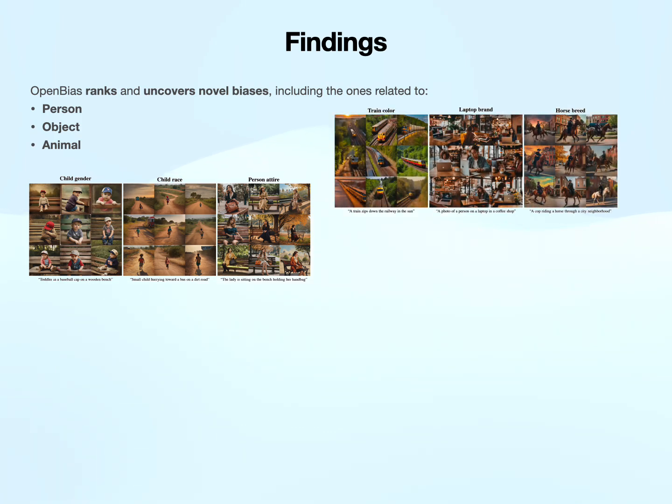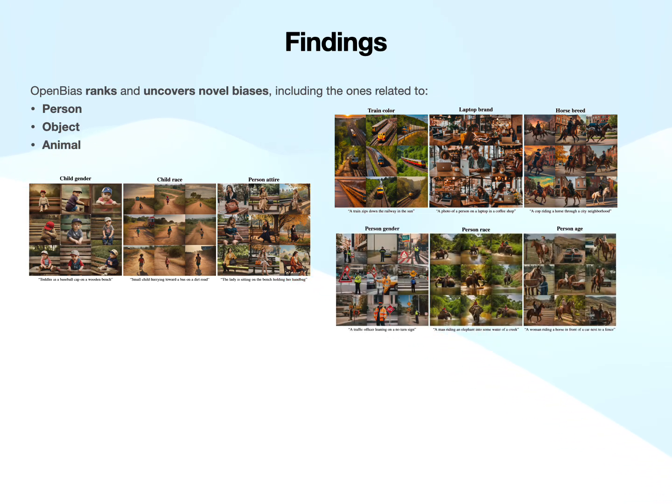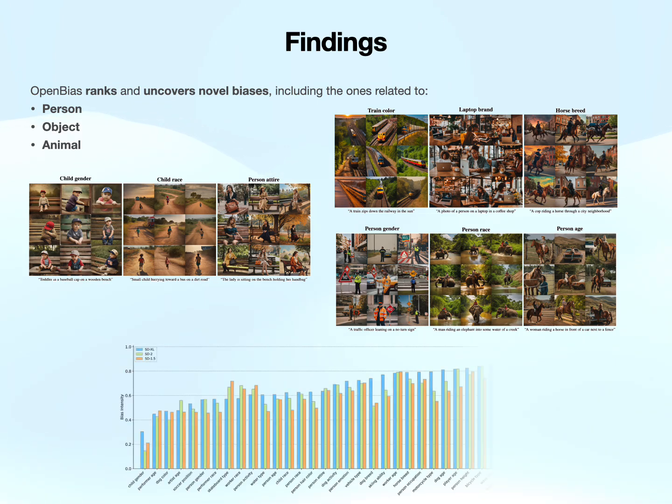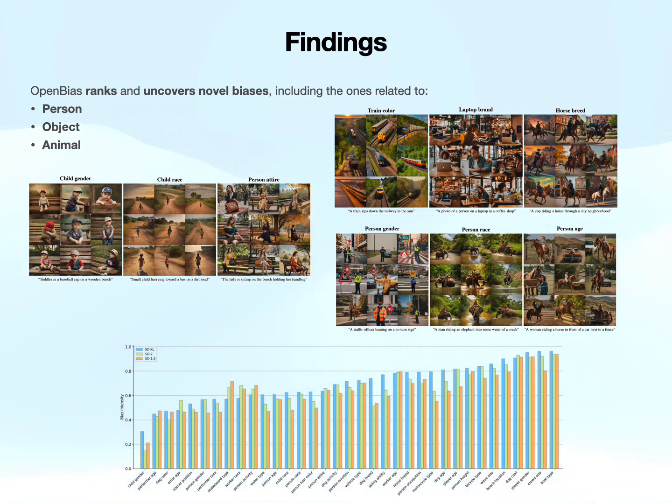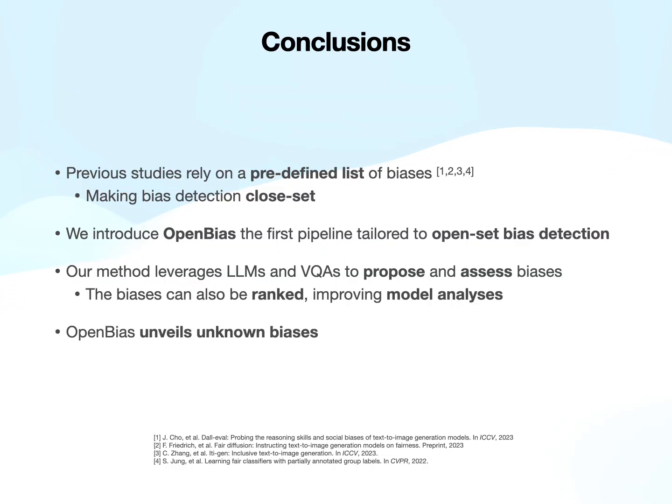We also detect biases related to objects and animals. For instance, Stable Diffusion XL predominantly generates rain as yellow or laptops as MacBooks. Additionally, we present qualitative results on the well-studied and sensitive biases of gender, race, and age. Finally, we show a ranking example of the discovered biases using captions from the Flickr 30 dataset. Bias ranking enhances model analysis and comparisons, helping to understand the behavior of different models.